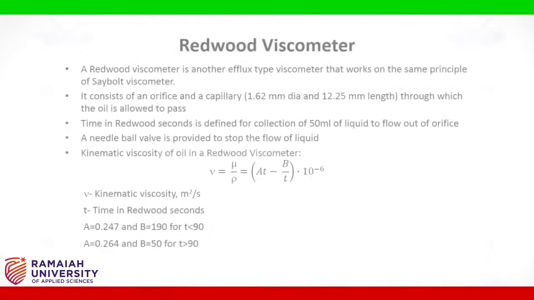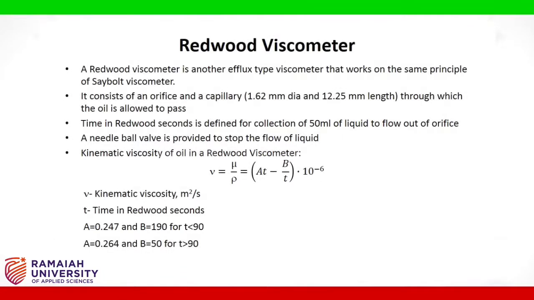A Redwood viscometer is another efflux type viscometer that works on the same principle as that of the Seybold viscometer. It consists of an orifice and a capillary having a diameter of 1.62 mm and a length of 12.25 mm through which the oil is allowed to pass. Time in Redwood seconds is defined for collection of 50 ml of liquid to flow out of the orifice. A needle ball valve is provided to stop the flow of liquid.